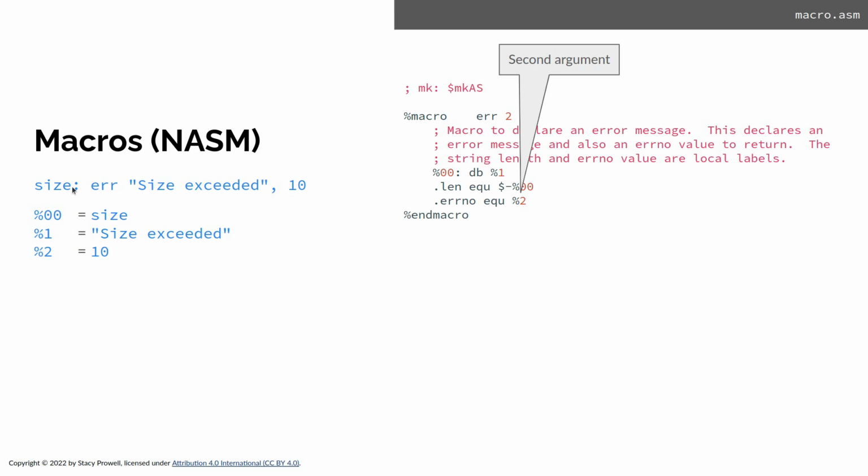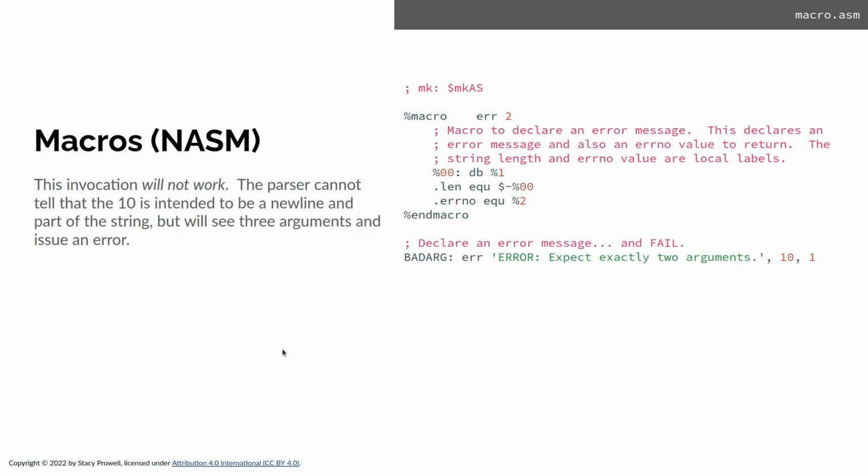And so if I had an invocation like this, size colon, error, size exceeded, comma 10, this gets bound to %00. The arguments are separated by commas. Note there's no parentheses. So the arguments are separated by commas. Size exceeded is argument 1. 10 is argument 2. So here's a possible invocation of it.